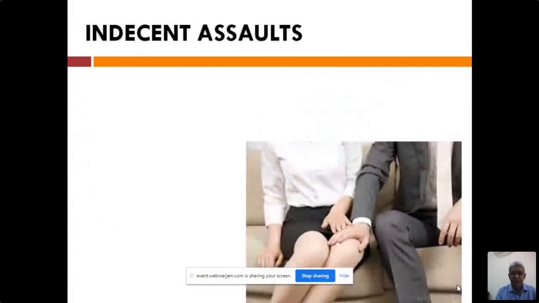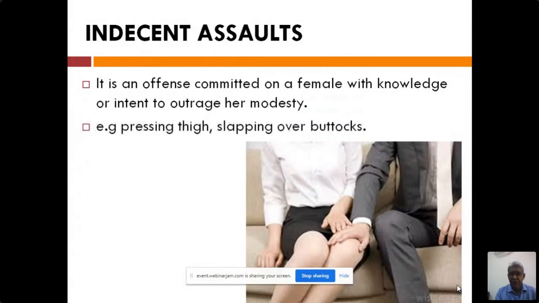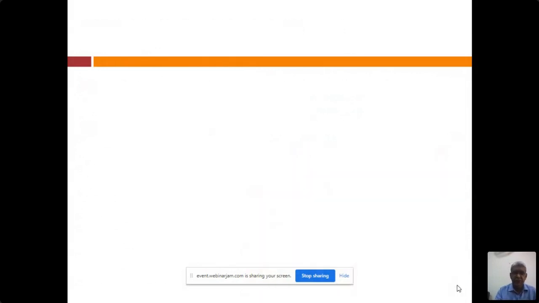Another example of perversion is indecent assault. It is an offense committed on a female with the knowledge or intent to outrage her modesty, such as pressing thighs or slapping over buttocks. So this was about the sexual offenses in the natural form, where the natural provision of nature in the form of the female genital is being used.